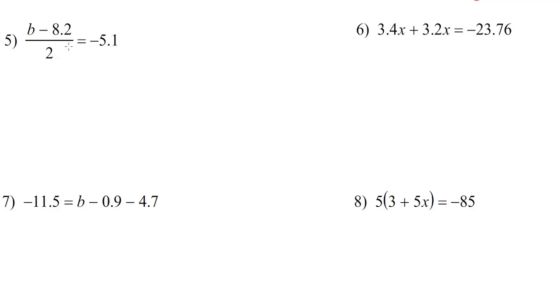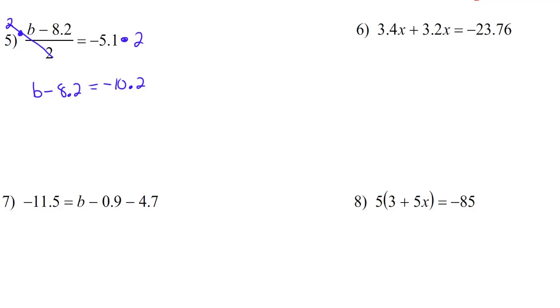What is the denominator doing to the top? Dividing it. How do we undo division? By multiplication. So we're going to multiply both sides of this equation by 2. On the left, the 2's cancel out, and that's going to leave us with b minus 8.2. And on the right, negative 5.1 times 2 is going to be negative 10.2. So now we have b minus 8.2 equals negative 10.2.